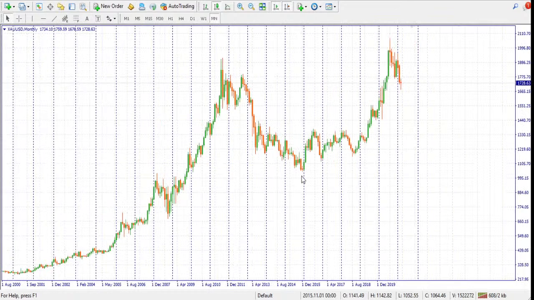So this is basically the data from back in 2000. This is how gold has been rallying so far. What do you expect to be happening? From what you're seeing, do you expect price to continue up, or do you expect price to continue to the lower side? What do you expect to be happening?